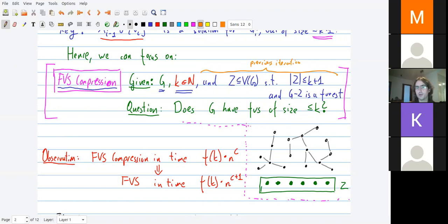So a set Z of size at most k plus one, such that the deletion of this set from the graph yields a forest. And now I ask the same question as in the original situation. So does G have a feedback vertex set of size at most k?